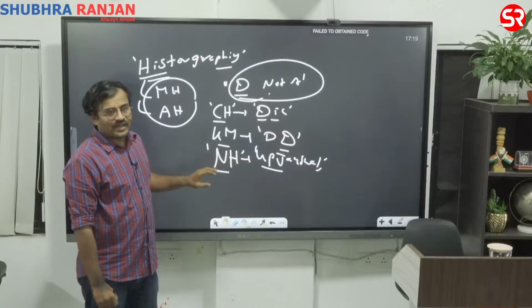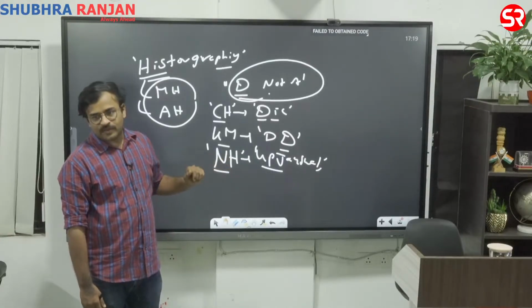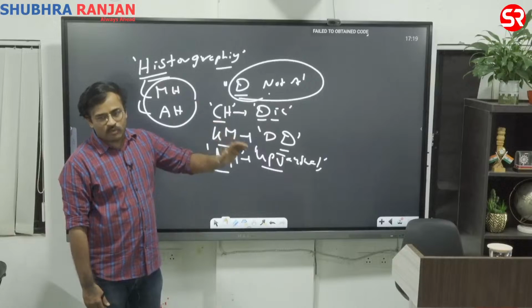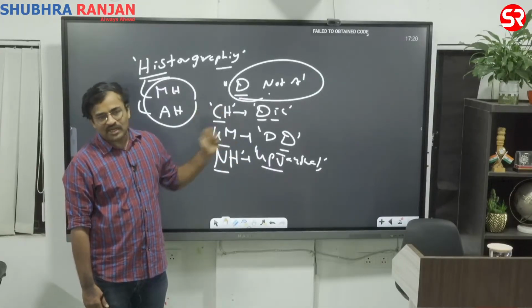Then after that, what is the next phase of history? The next phase of history is the Mahajanapadas period. At that point of time also there were numerous Ganasanghas in India. Alexander was also resisted by a Ganasangha.